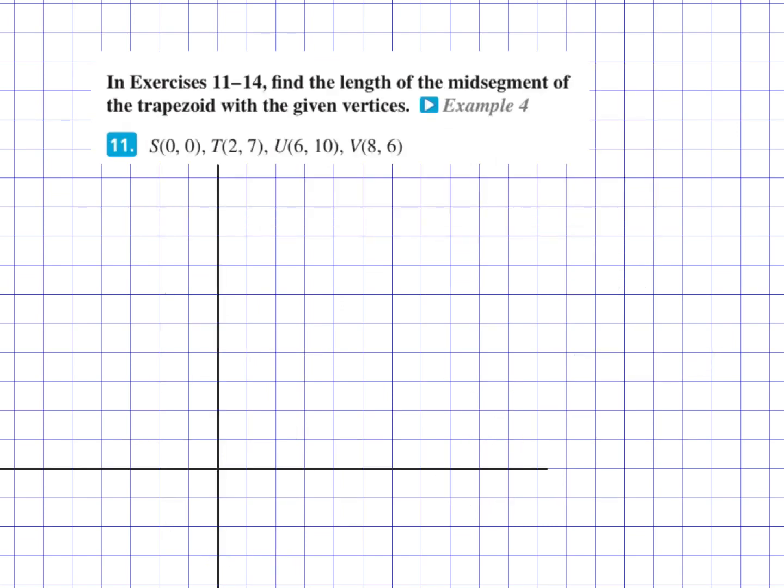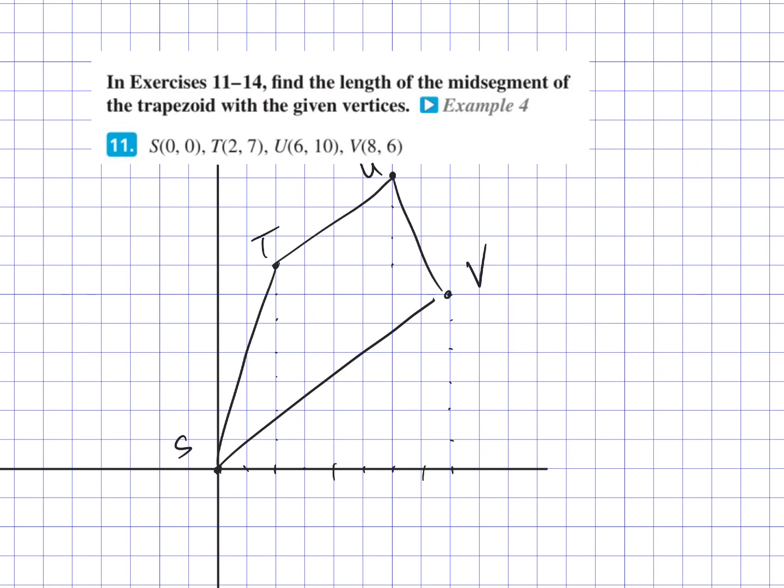Now let's find the length of the midsegment, but first we have to draw it. So we do the exact same thing we've been doing. So 0, 0 is S. Okay. 2, 7. 1, 2, 3, 4, 5, 6, 7 is T. 6, 10. 3, 4, 5, 6, 7, 8, 9, 10. Okay, that's U. And V is at 8, 6. 7, 8. 1, 2, 3, 4, 5, 6 is V. So here is our trapezoid.